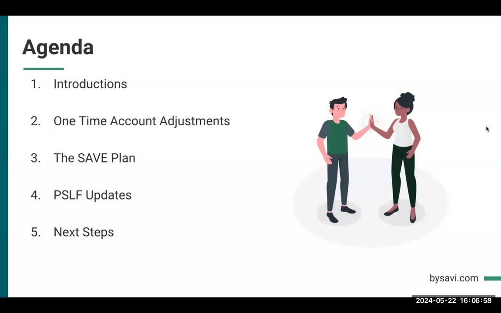So during today's session, we're going to start off with some quick introductions. And then we're going to spend most of our time talking about policy updates that are impacting borrowers, updates to existing programs, things you may have heard about in the news. So we'll talk about some one-time account adjustments, the Save plan, and some updates to the PSLF program. We'll wrap up with some next steps and with an opportunity to answer your questions.